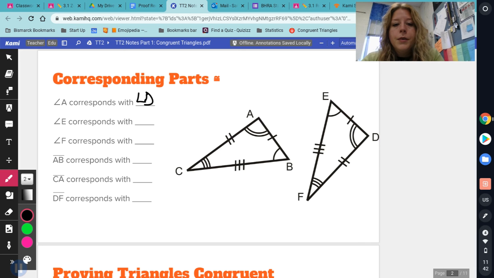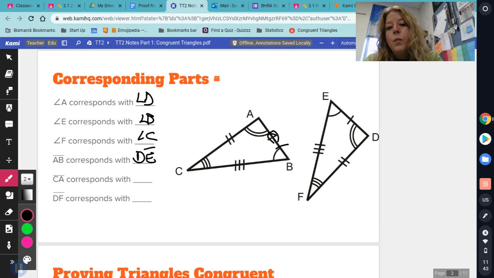Angle E corresponds with angle B. Angle F corresponds with angle C. So now we've got the side AB. Notice it has one tick mark. Corresponds with side DE. And when I did that, I went from one arc angle B to two arcs angle A. So I went from one arc angle E to two arc angle D.